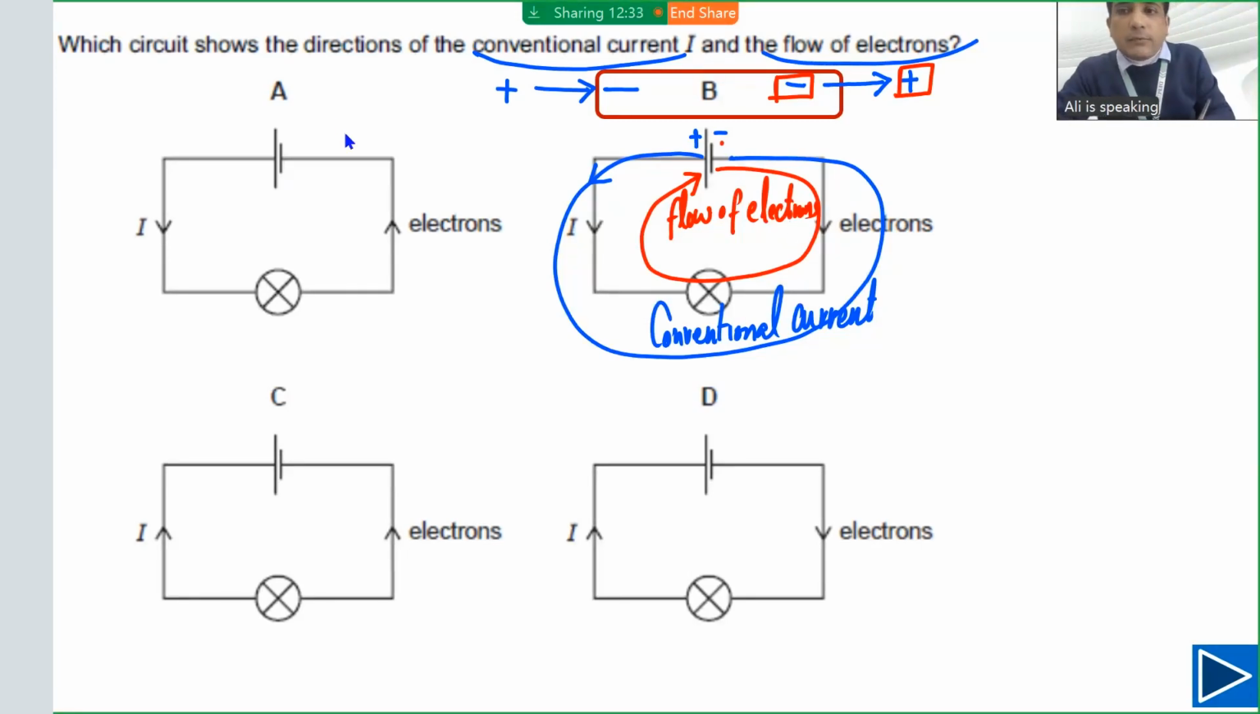Now let's see why A is not right. If you look at the direction of conventional current, this one is right. But how about flow of electrons? This direction is wrong. It has to be this way. So that's the reason A is not the answer.